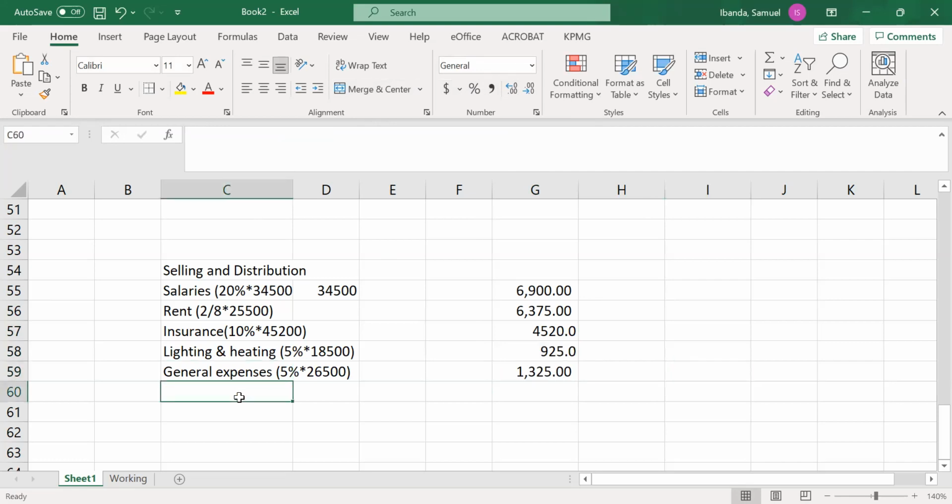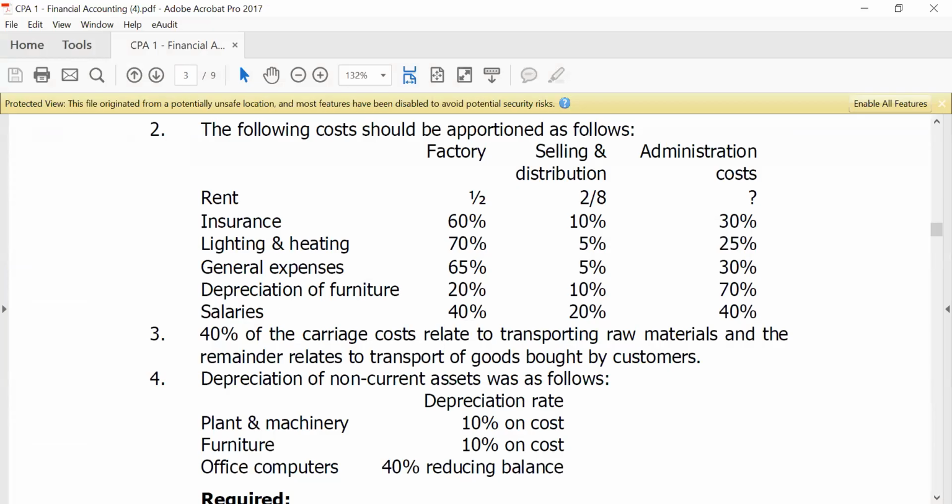And after we have that, the next thing we are going to look at is another expense that we have. Anything that we have not yet looked at. Salaries. Have we looked at salaries? Yes, we've looked at salaries. So salaries have been looked at. Let's just look at depreciation for furniture, then we shall look at others in general.